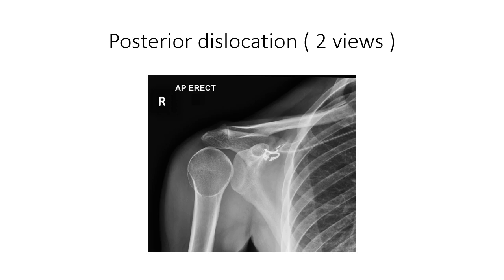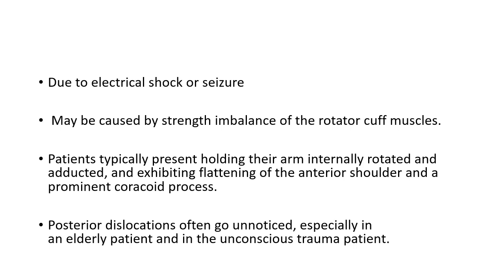Posterior shoulder dislocation is a commonly missed injury due to poor physical examination and radiograph. The mechanism is an adducted, internally rotated arm. It happens in seizure and electrical shock, or due to a blow to the anterior shoulder. The clinical feature is that the arm is held in adduction and internal rotation. The investigation is by X-ray, AP and transscapular axillary views, and sometimes we need a CT scan. It may be caused by strength imbalance of the rotator cuff muscles. Posterior dislocation often goes unnoticed, especially in elderly patients and in unconscious trauma patients. The light bulb appearance on the X-ray is characteristic for posterior dislocation.